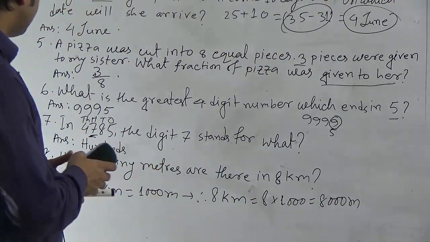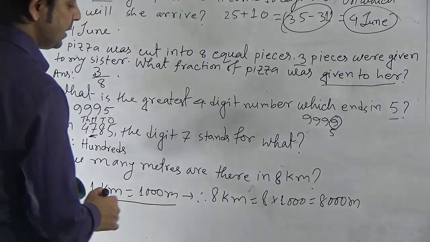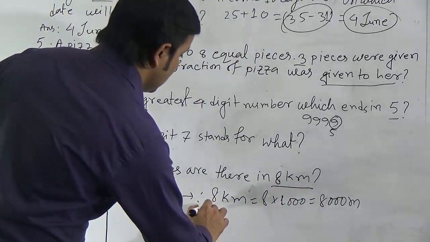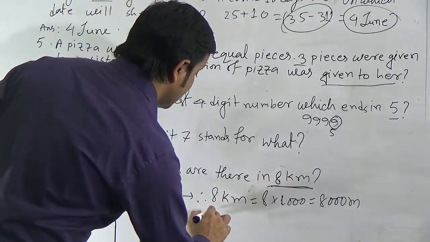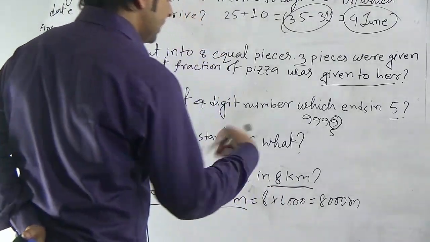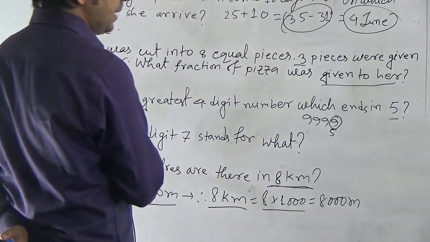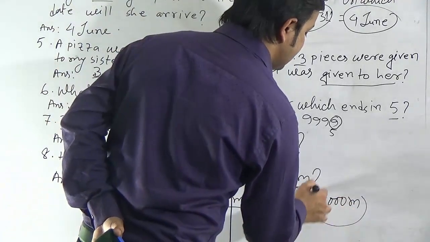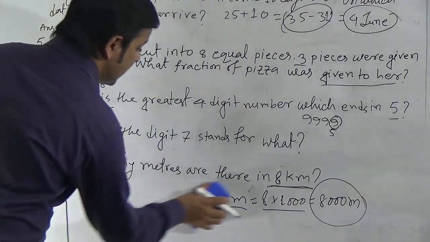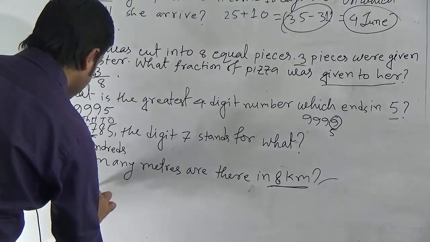Dear students, try to understand again. 1 kilometer means 1000 meters. Our question is 8 kilometers. So we have to convert 8 kilometer into meter. To convert 8 kilometer into meter, we have to multiply 8 by 1000. We will get 8000. So our required answer for this question is 8000 meter.